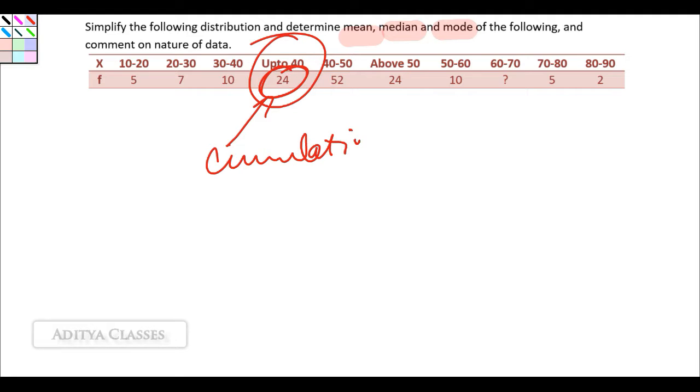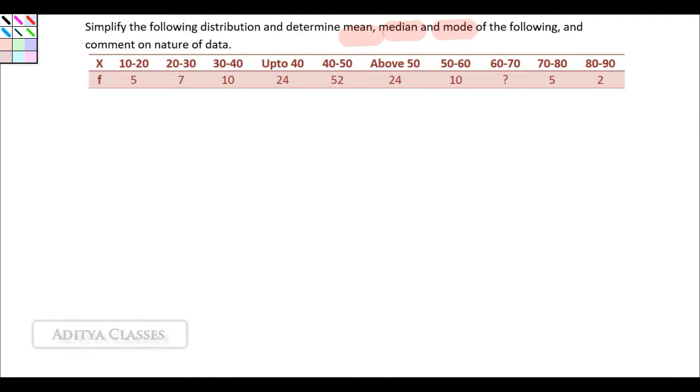Then again when we move further, 40, 50 looks good, 50, 60, 60, 70, everything is good, but then this above 50 is again a cumulative set. So here we have a question that is pretty straightforward in terms of mean, median and mode, but when it comes down to organizing the data, it has been organized a bit differently. So let us first organize this data into a known format.